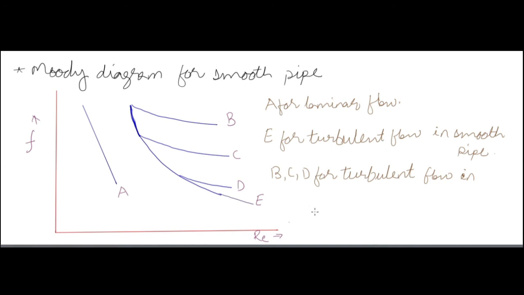A is obtained for laminar flow, and B, C, D are obtained for turbulent flow in rough pipe. E is for turbulent flow in a smooth pipe, and A is for laminar flow. So this is laminar flow, E is turbulent flow, and B, C, D are turbulent flow in rough pipe. So this is the Moody's diagram: friction factor versus Reynolds number.